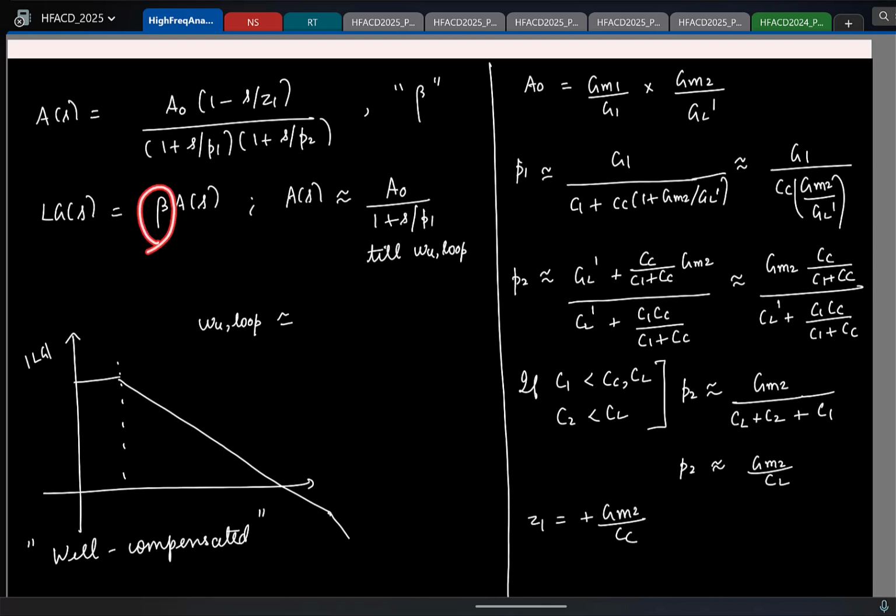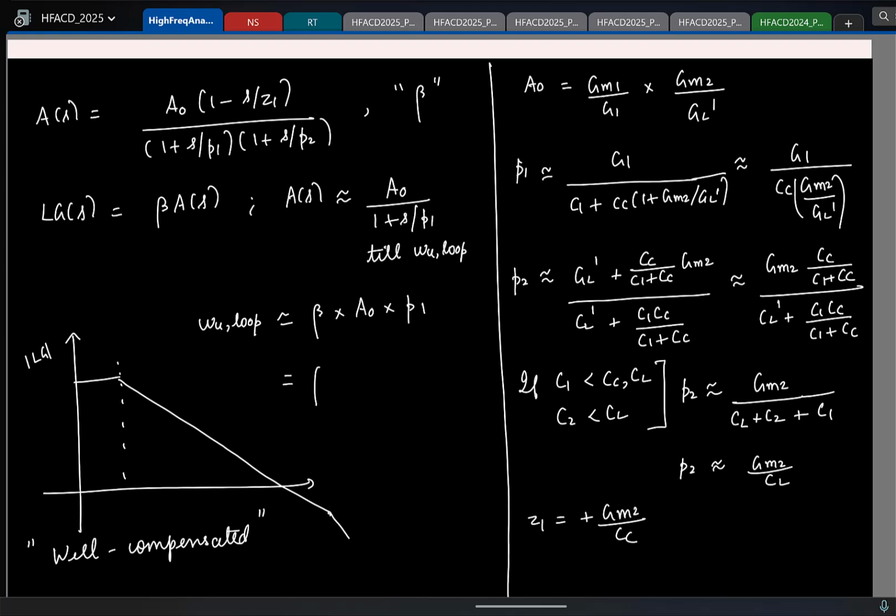I have beta times this, right? I am trying to find where this drops to unity. So if I am looking at the unity loop gain frequency, how can you further approximate this as S by P1? So this term is ignored. Which means, what will be the frequency at which this becomes 1? Yeah, A of S becomes unity at A0 times P1. So the loop gain becomes unity at beta times this. Again, this is something we saw earlier also, but you can quickly get the result even if you don't remember.